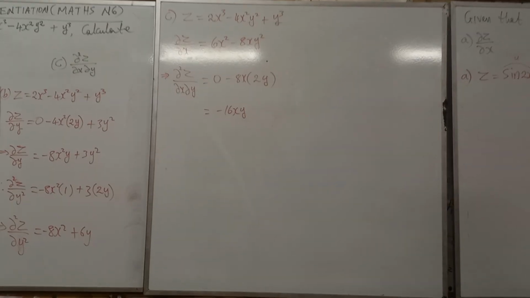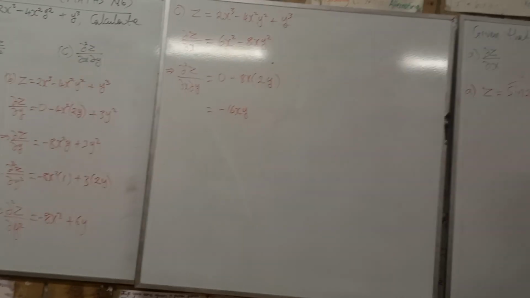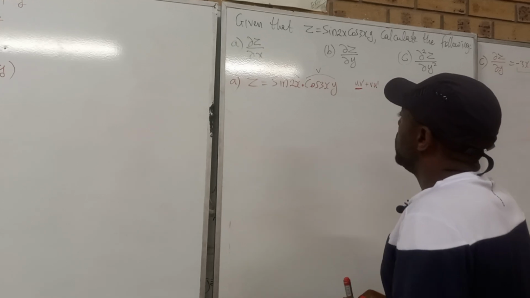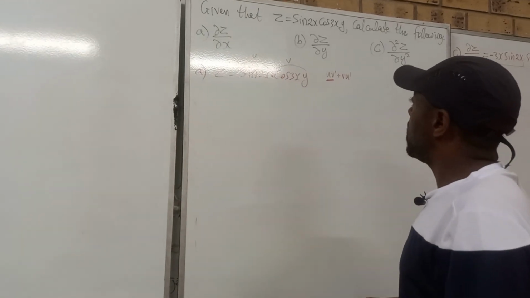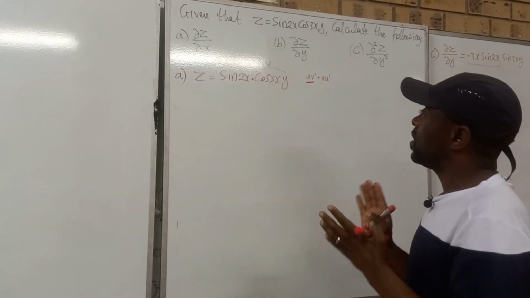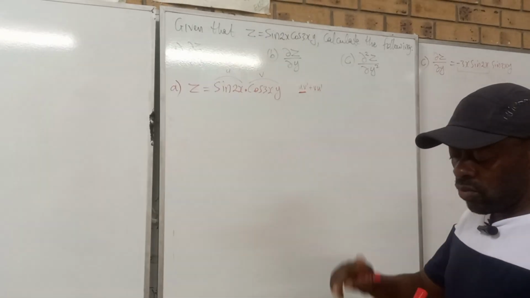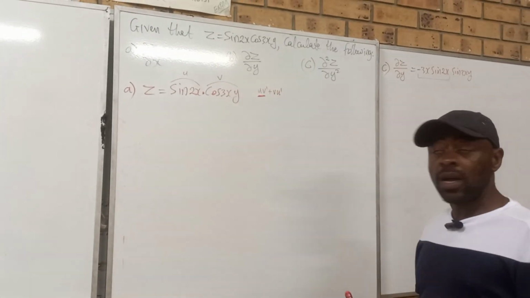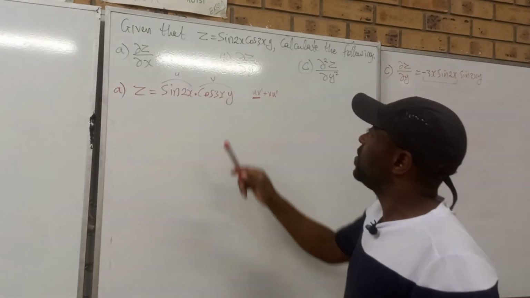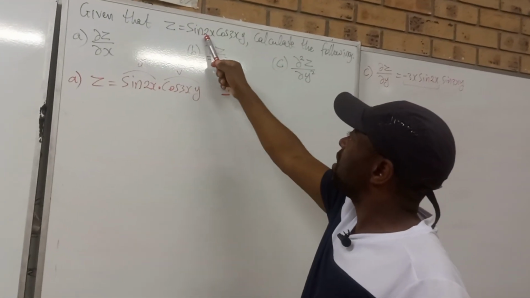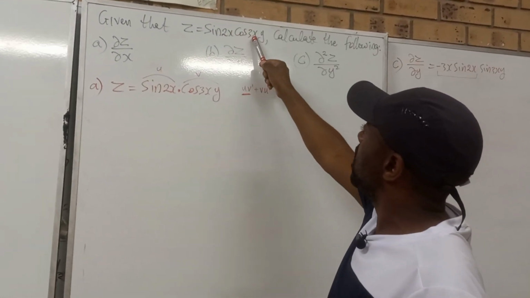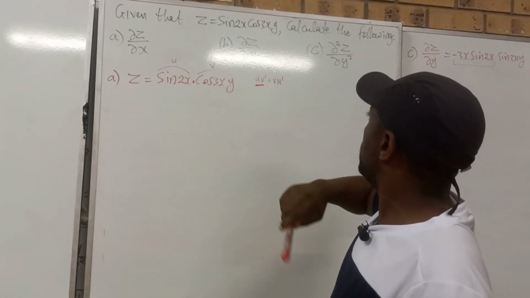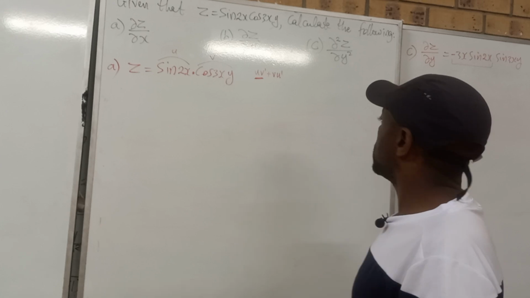So let's now switch to another example that will bring us to some interesting ideas that we need to know about partial derivative. And that interesting idea is just for you to know that in partial derivative, the product rule, the chain rule, the quotient rules that we know in normal differentiation, they still apply. So with this function, we want to differentiate sine 2x multiplying cos 3xy with respect to x first, then with respect to y, and therefore we'll also do the second derivative.